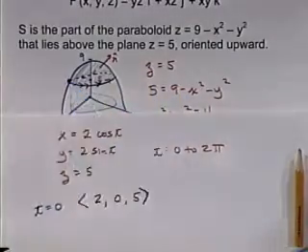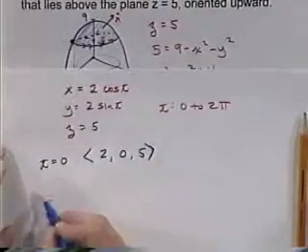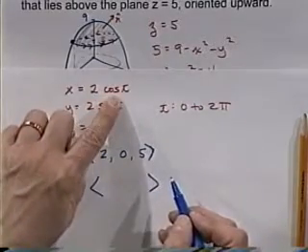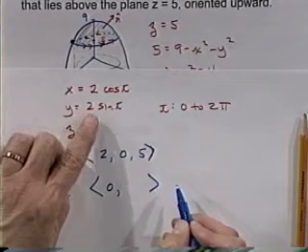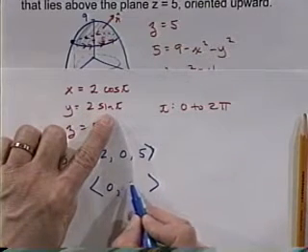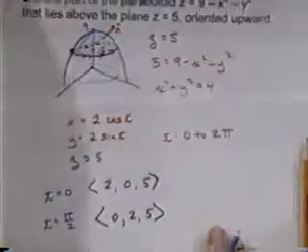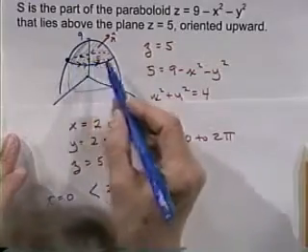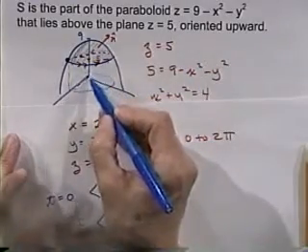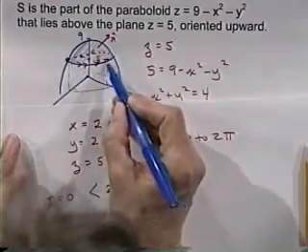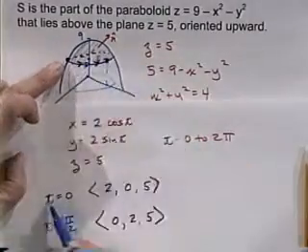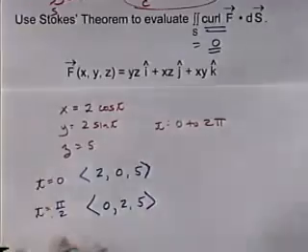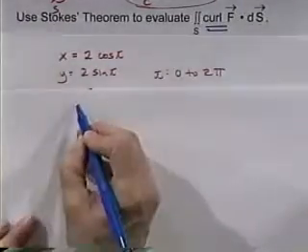I'm right here. Now, how about when t is pi over 2? When t is pi over 2, my point's going to be 2 cosine of pi over 2 is 0, so my x-coordinate is 0. My y-coordinate is 2 times sine of pi over 2, which is 2 times 1, which is 2, and z is 5. So 0, 2, 5 is right here. So we're going in the right direction, because as we increase time, we're going the right way, so it would be correct.